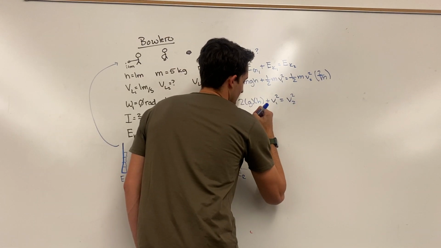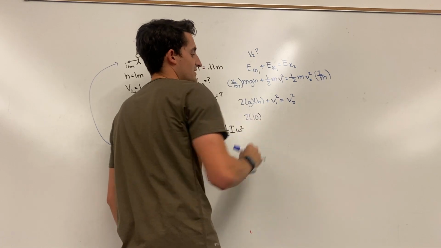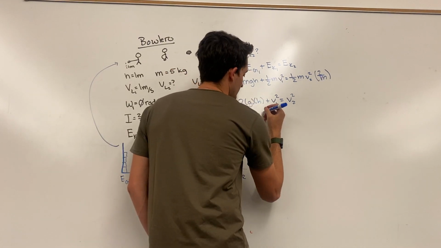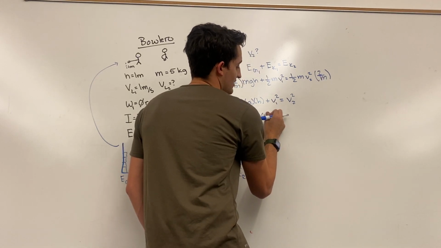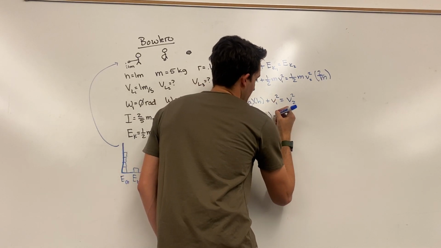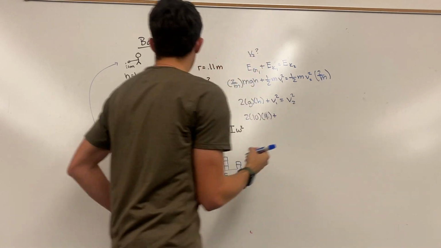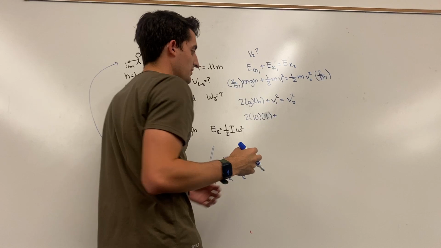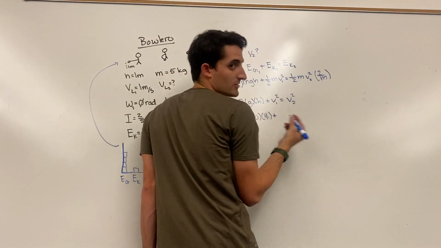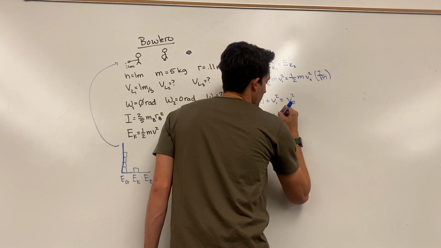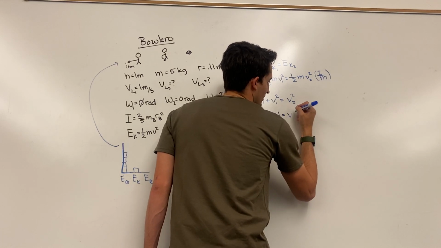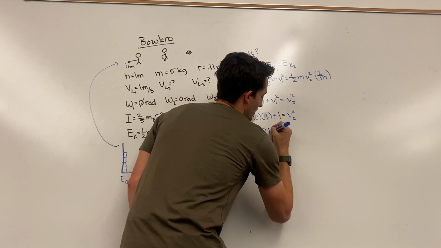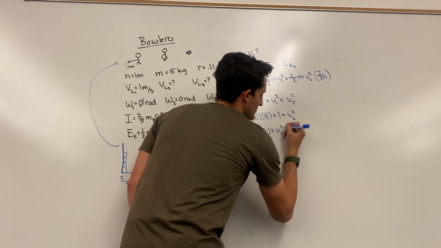So we have 2 times 10, because that's the acceleration of gravity, of course, times height, which is actually 1. Plus, we already know right up here, VL1, or linear velocity 1, is 1, and 1 squared is 1, so we have 1, and then we have V2 squared. Now we have 21 equal to V2.